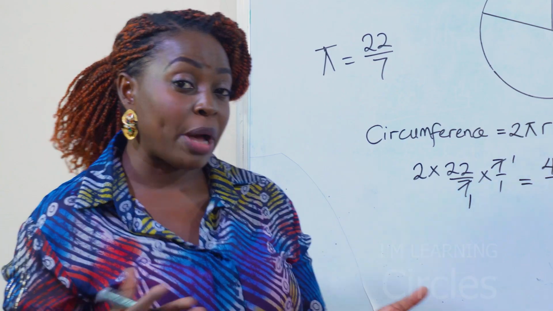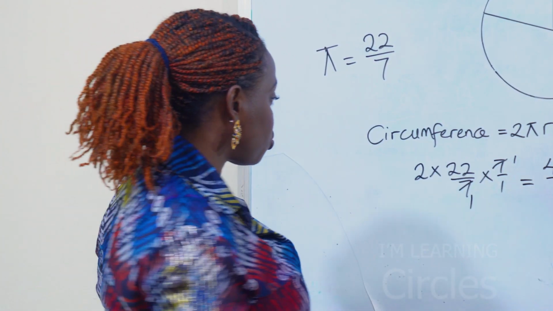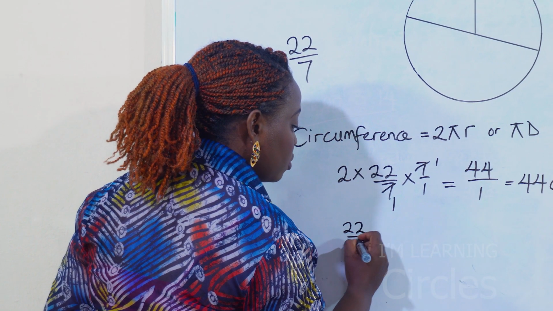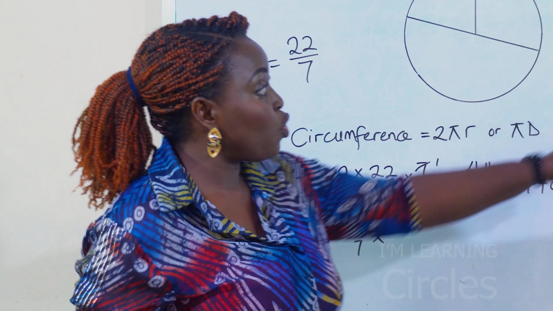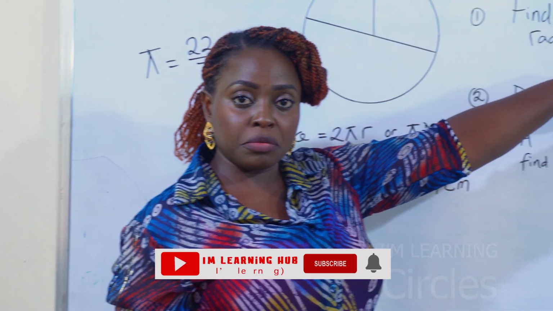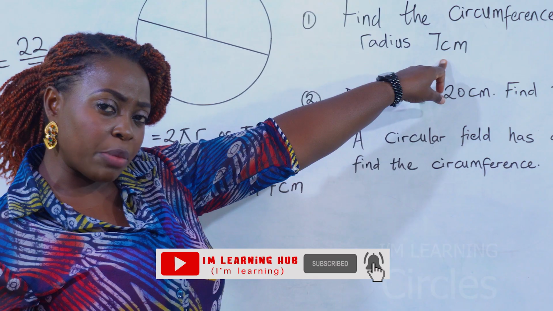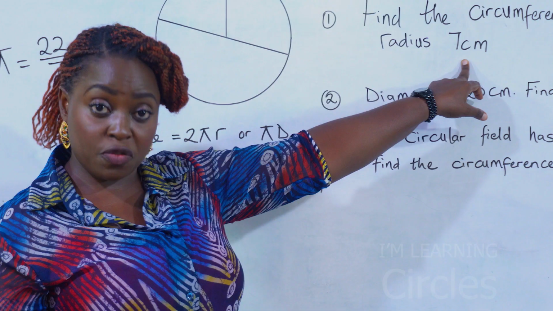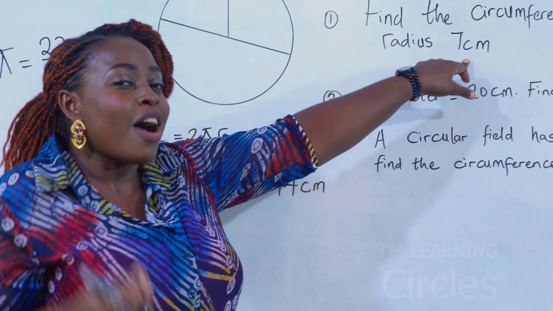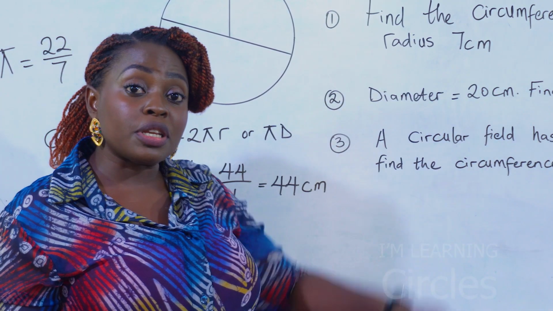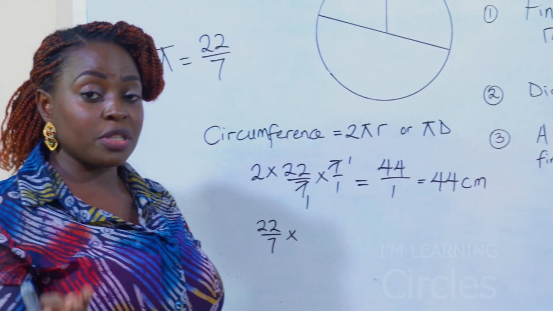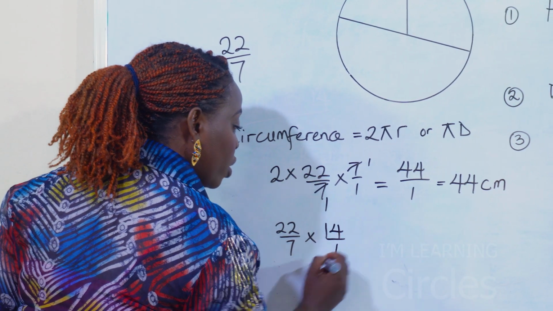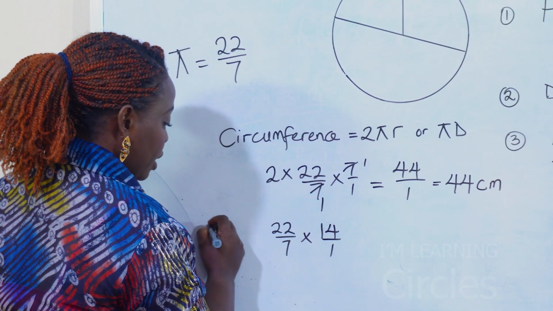Now what if we were going to use pi d, you might ask? Let's try it. Pi d is pi, which is 22/7, times. Now look at this circle. We were given the radius as 7. What do you think the diameter would be? Remember I told you, 2 times your radius would give you your diameter, meaning that your radius is half of your diameter. So if 7 is half of the diameter, that means our diameter is going to be 7 times 2, which is 14/1. Now we're using the second one, which is pi d.